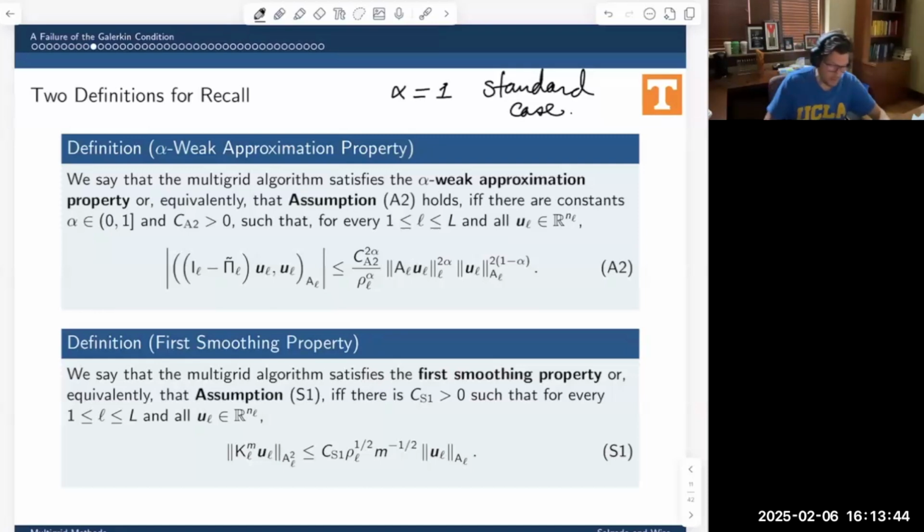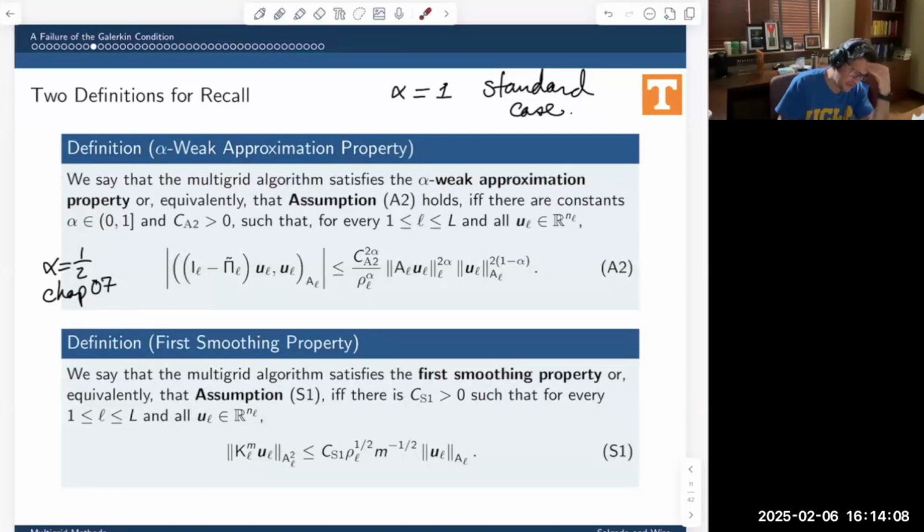The best we can do in chapter 7, we're going to show that we can get this alpha weak approximation property, which we talked about previously. We're going to show in chapter 7 that we can prove this with alpha equals 1/2. Okay? So I'm not going to go through the details of this. I'm going to remind you that this thing exists and it's here.